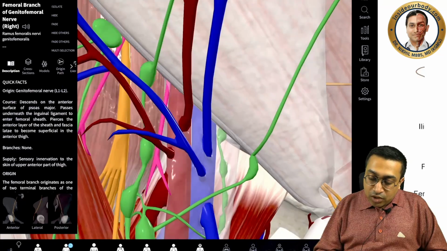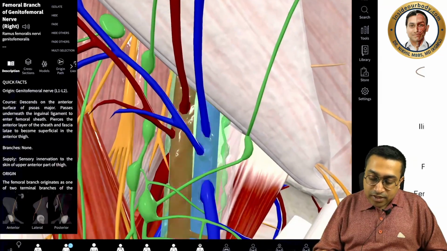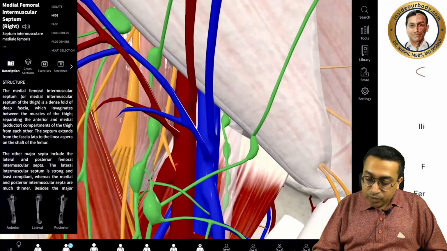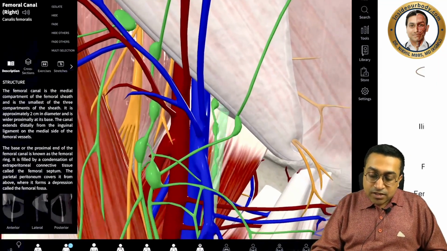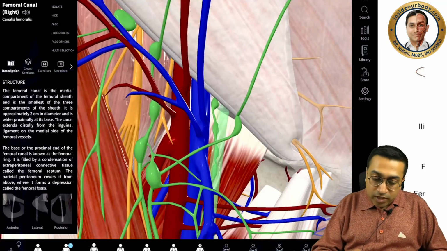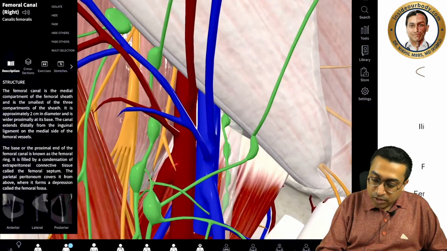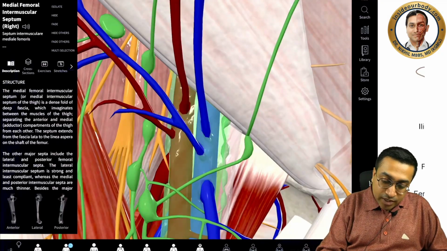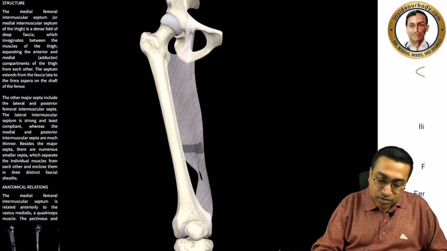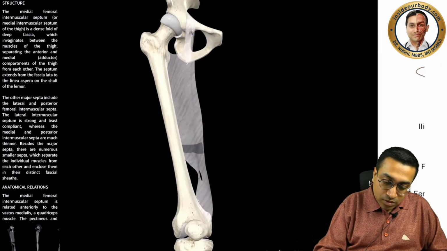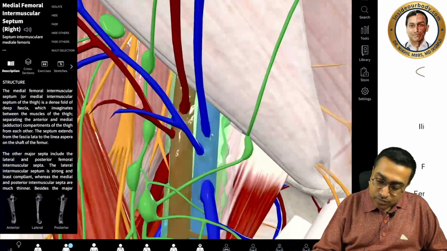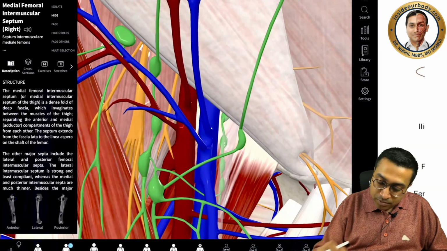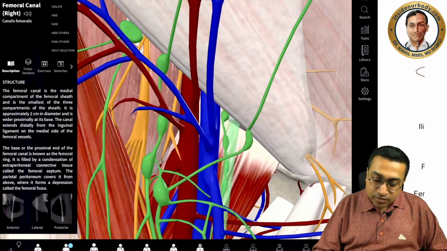All right, so now that you know the femoral sheath and its contents, I can show you. If I remove this part, you can appreciate this region. This is the femoral canal. I just want to show you one more thing, hold on. If I just isolate this femoral sheath, the medial femoral intramuscular septum is highlighted. Okay, let us take this femoral canal only.